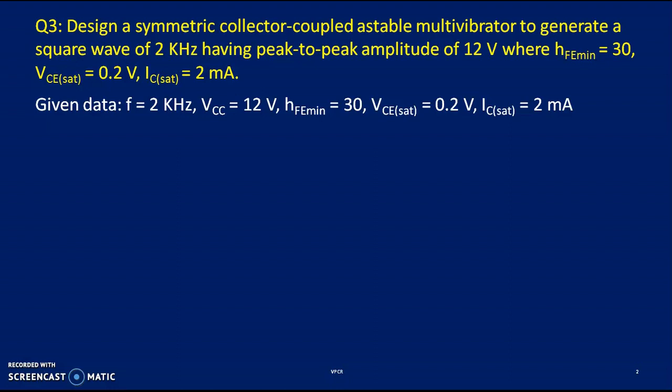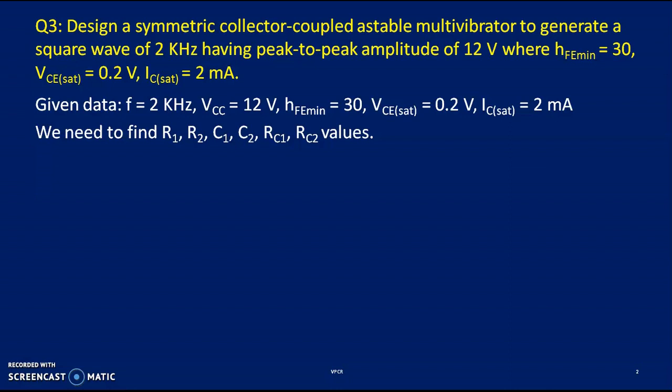And also they are given this hFE minimum. hFE minimum, you can call this as a gain, current gain. hFE minimum equal to 30. And VCE SAT and IC SAT, saturated values of voltages and currents are given. Next, we need to find R1, R2, C1, C2, RC1 and RC2 values.